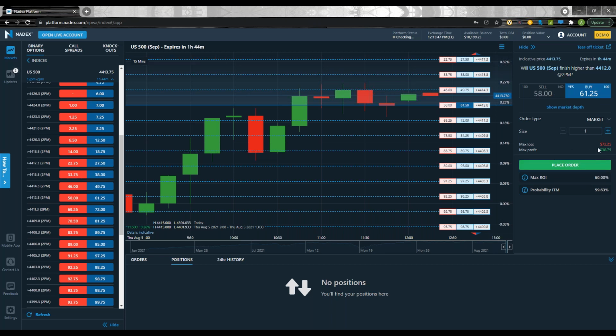Very quickly, before we actually get in, though, we'll look at the max loss and the max profit. The max loss here. On Nadex, you can only lose what you actually put into a contract, right? There's no margin. You can't ever lose more than what you are risking on one contract.